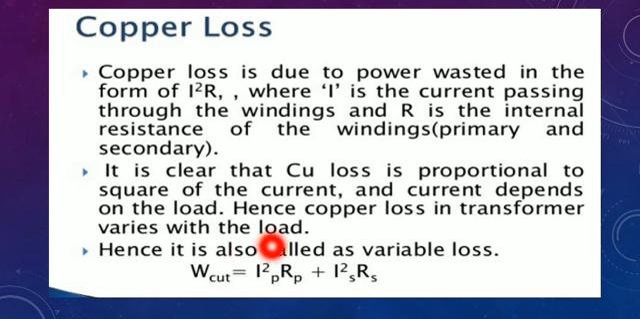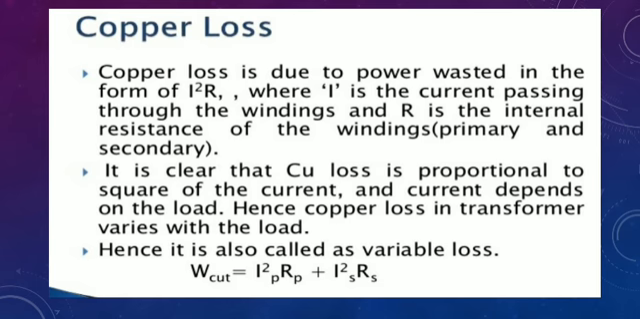The work done is I square R. The power loss in the primary coil plus the power loss in the secondary coil. The sum of the power loss in primary and secondary is the total power loss, that is, the total amount of work done. Here P is for primary coil and S for secondary coil, that is, primary winding and secondary winding. Winding is nothing but coil, copper.